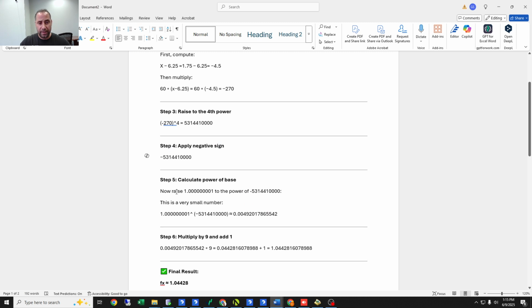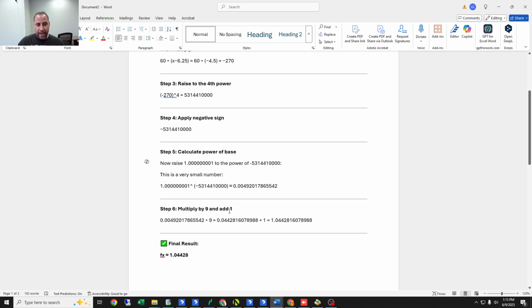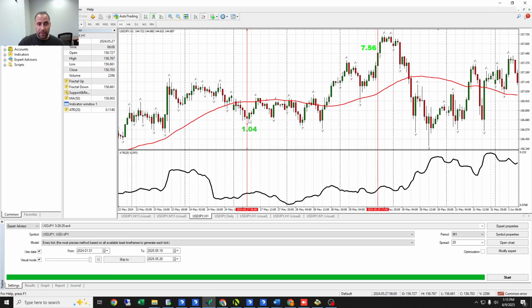And we have to raise it to the power. So raise 1.001 to the power of that very high negative number, and we get a very, very tiny number, 0.0049 and so on. Now we multiply by 9 and add 1, and we get a final value of 1.04. That's how we get our value of 1.04 right here. So at this point, the momentum value on the 1 hour time frame is going to spit out a value of 1.04.